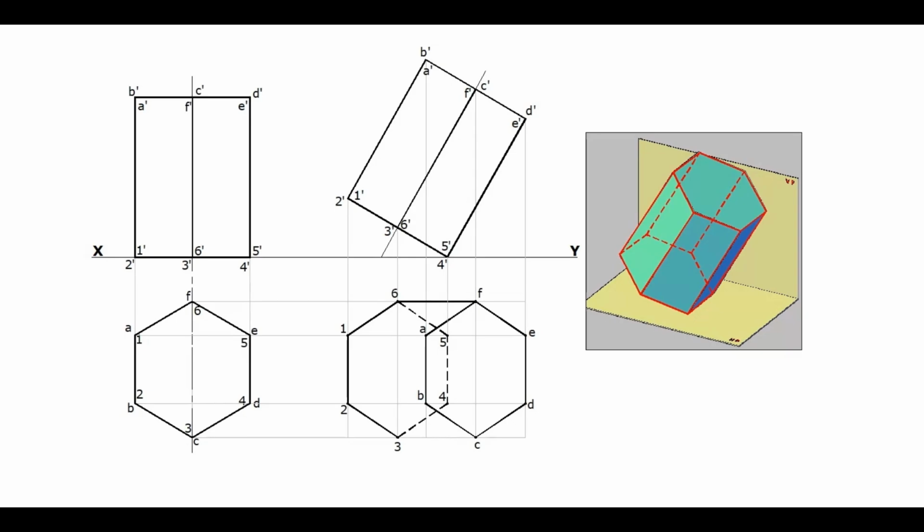The longer edges 6F, 1A, 2B and 3C are visible dark edges. The other two longer edges 4D and 5E are invisible. By this, the projection of the hexagonal prism resting on the ground with its base edge, with the base inclined to HP and axis parallel to VP, are drawn.